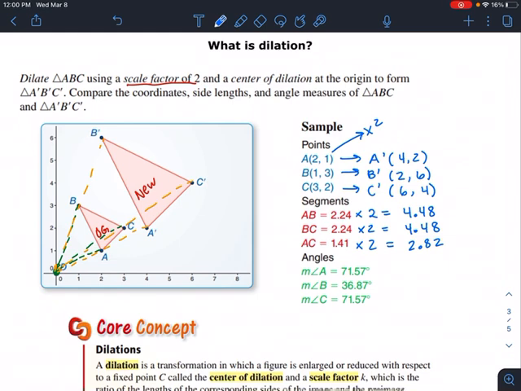Now, remember, I said that the size will change, but the shape won't change. So these angle measures are going to stay the same. If the angle measures change, then the shape of the triangle would be different, and therefore it would not be a dilation. So again, size changes, but shape does not.